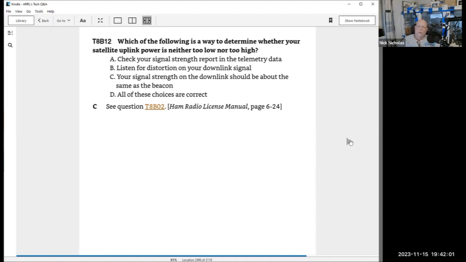C, your signal strength on the downlink should be about the same strength as the beacon. That's one of the advantages. Tune to the beacon, see how many S units the beacon is coming to you at. Yes, there will be fading in and out, but look for its maximum. And then tune to the frequency to listen to your own downlink. You can do that because there's a little delay between the time you transmit and the time it comes back down. And you'll be able to see when you've got it about the right amount of power. It's real simple.